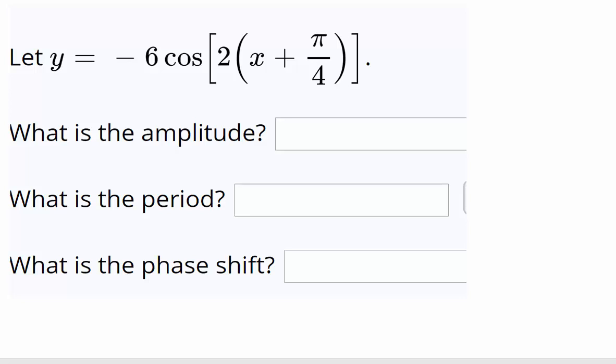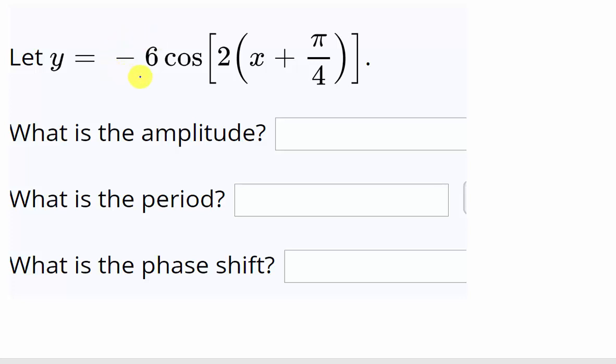Okay, here we have y equals -6 cosine, then in our brackets 2, and then in parentheses x plus pi over 4. So the interesting thing about this one is it has the coefficient 2 factored out of both of those terms. So it's actually in a form where we can just recognize things if we understand it.